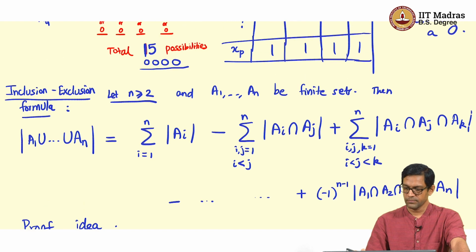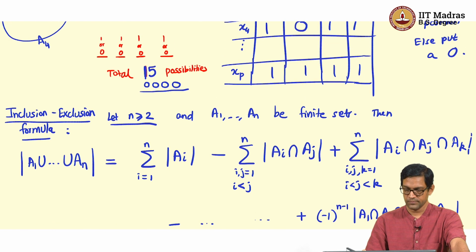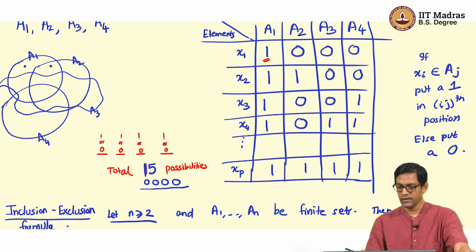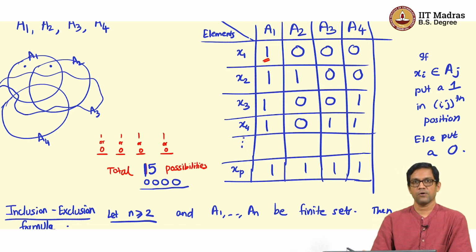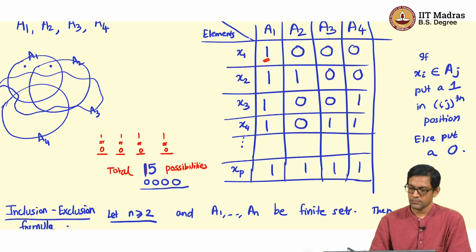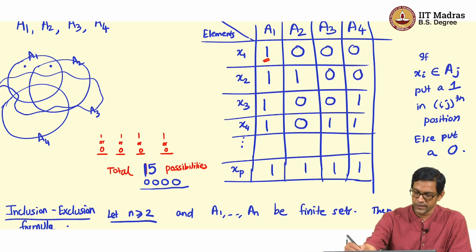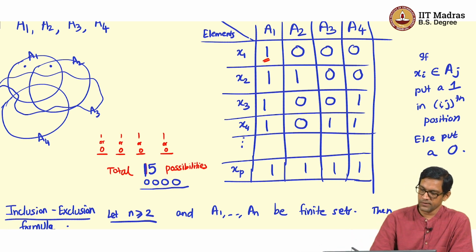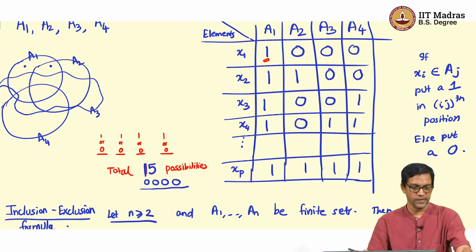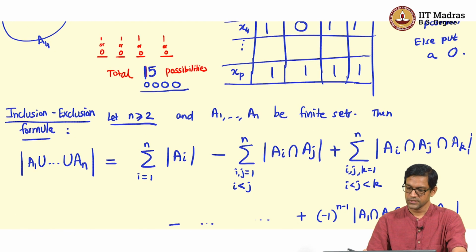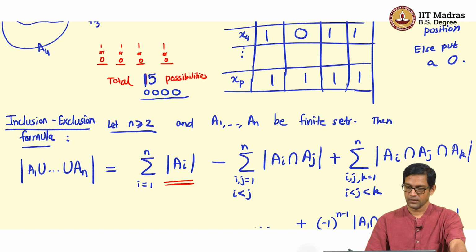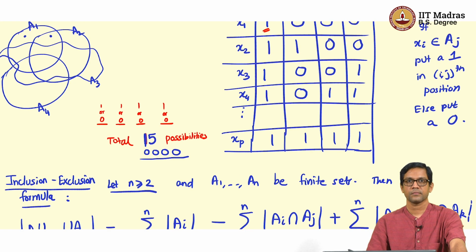That is best understood by looking at this table. Let us go back to this table, and this is in the case of n equal to 4, but the basic ideas are already here. So what is the first term of the formula telling us? Let us go back to the formula. So this is summation of cardinality of Ai. So we are trying to find the sum of the cardinalities of the individual AIs. What is it in terms of this table? So here is the table again.